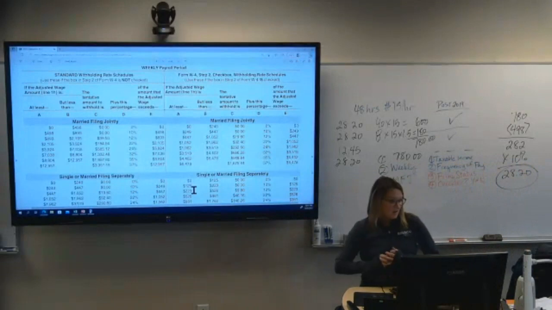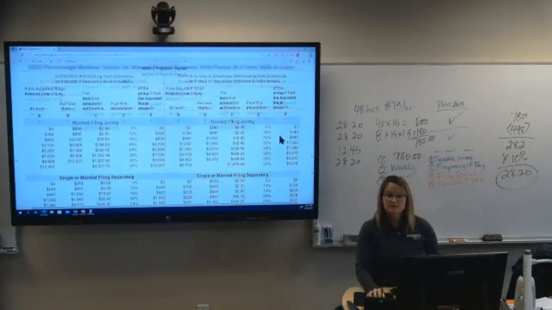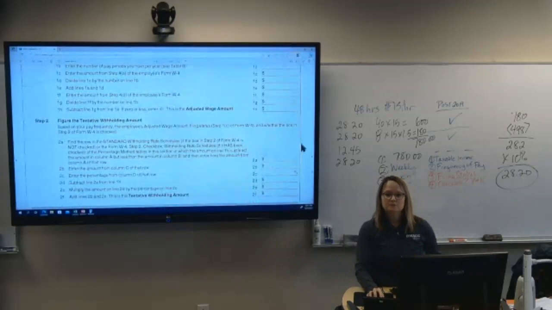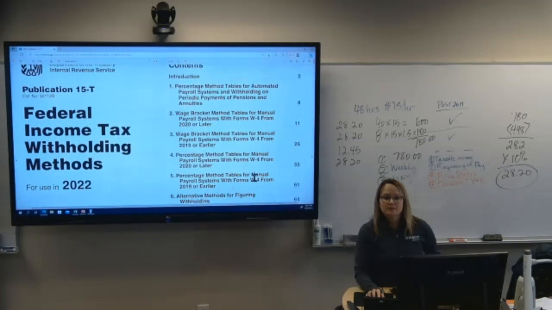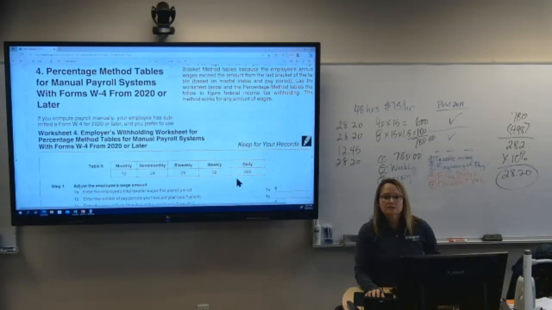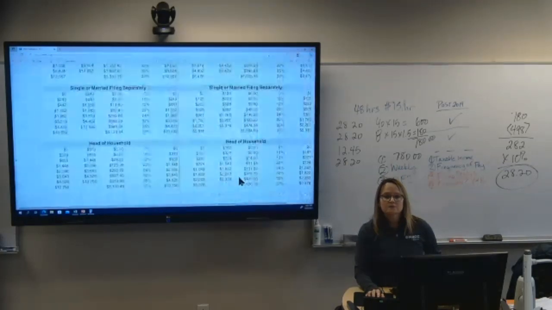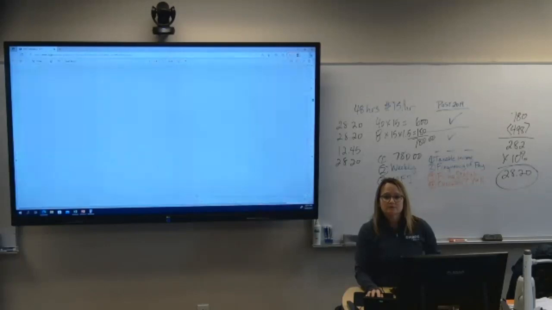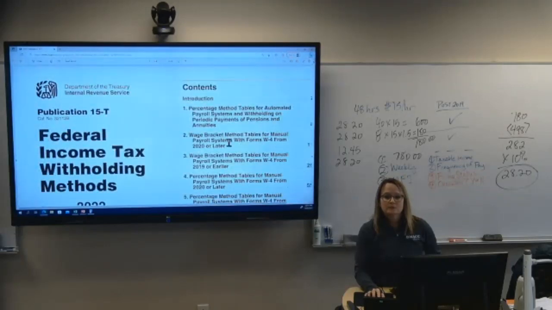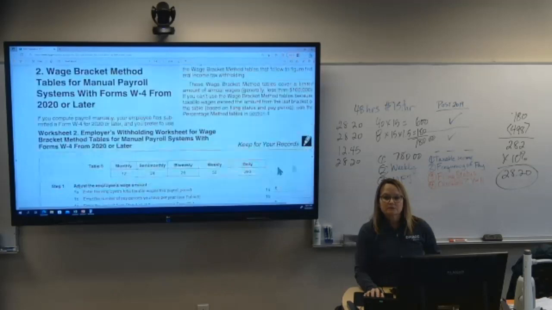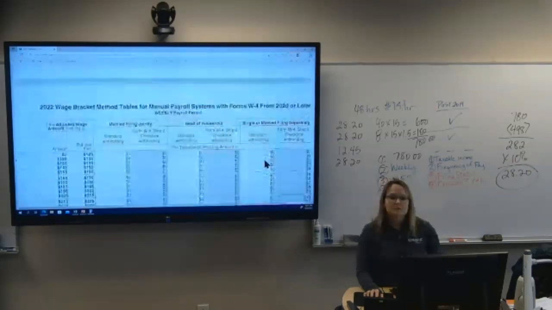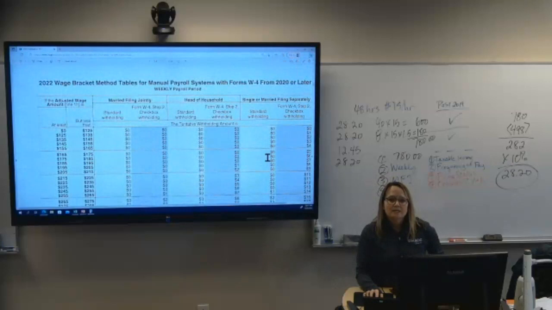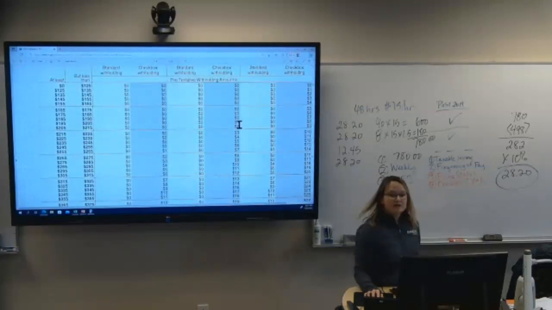Let's look at the table and see how close we are. Or the percentage tables. So let's go back up. Percentage method 2020 or later. Oh no, not percentage, I'm sorry, wage bracket method. I'm in the wrong place. Wage bracket method for 2020 or later. That's another thing. You have to make sure, at least on your problems, that you're using the method they want you to use. Okay, so weekly payroll period, $780.